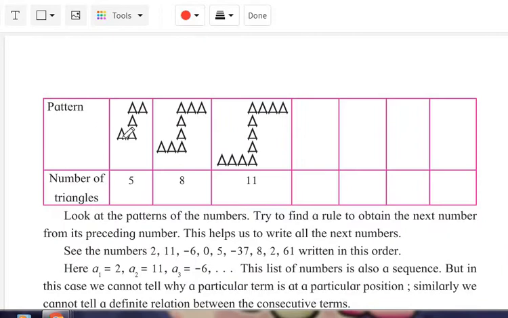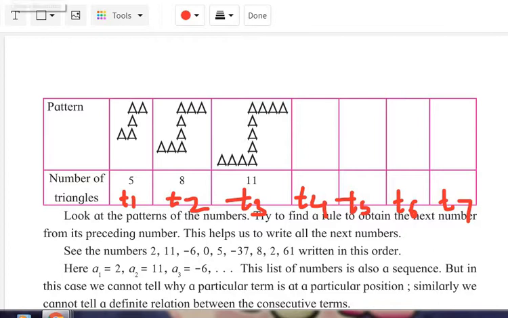Now see here, a pattern is given: 1, 2, 3, 4, 5 triangles are there, then 1, 2, 3, 4, 5, 6, 7, 8, therefore 8. Here it is 11. Now see the difference between two consecutive terms. Suppose I write the first term as T1, term second T2, term 3 is T3, T4 is term 4, T5 is term number 5, then T6, and T7. T means term, remember.